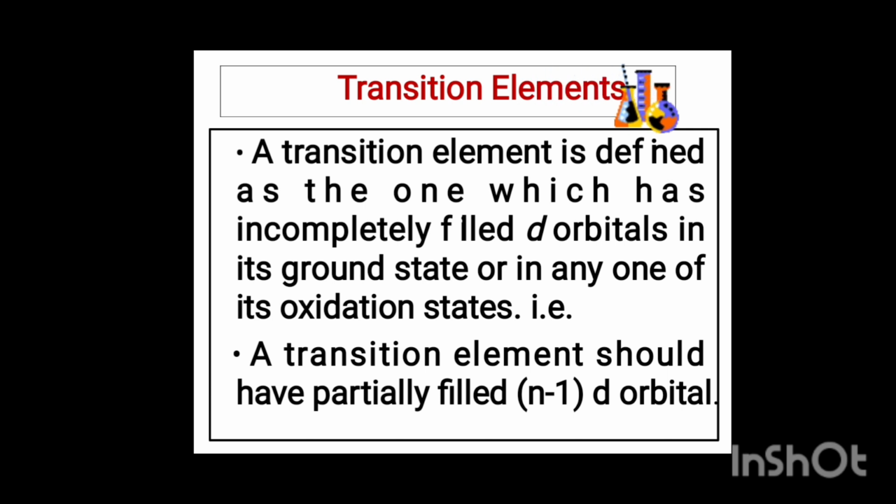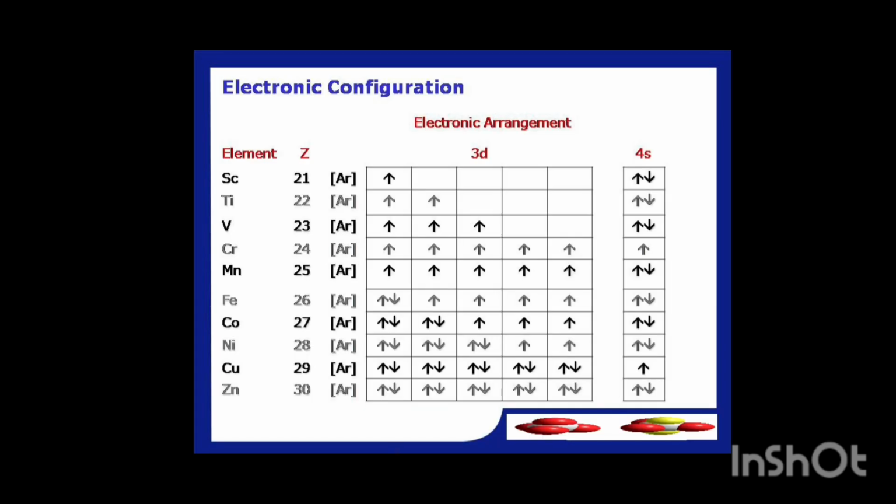Transition elements. A transition element is defined as one which has incompletely filled d orbital in its ground state or in any one of its oxidation states. That is, the transition elements should have partly filled n-1 d orbital. So in the electronic configuration, we can see that scandium has partly filled d orbital in the ground state itself. Titanium, vanadium, chromium, manganese. In chromium we can see 3d5 and 4s1 due to half-filled d orbital.